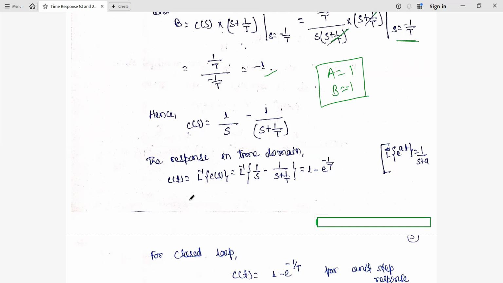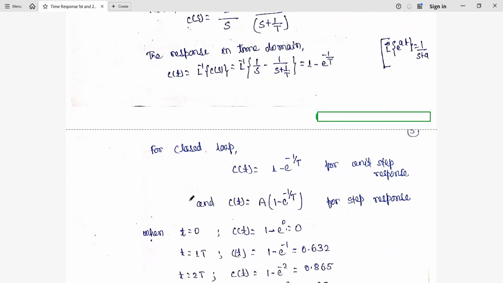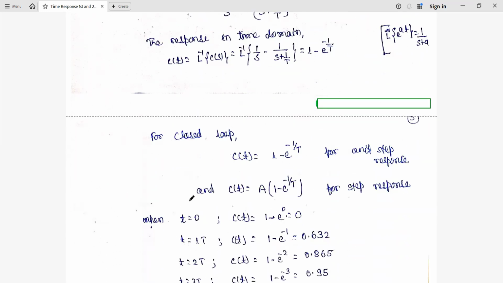Now this response we have to find in the time domain. How will we find this in the time domain? For that we have to use the Laplace inverse transform. To obtain the Laplace inverse, this is 1 by S, so the Laplace inverse of 1 by S is 1. And the Laplace inverse of 1 by S plus 1 by T is e to the power minus AT.